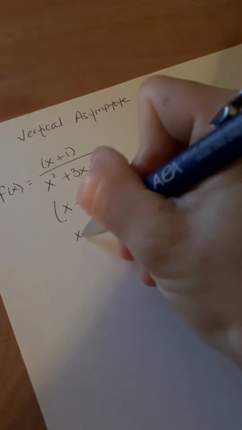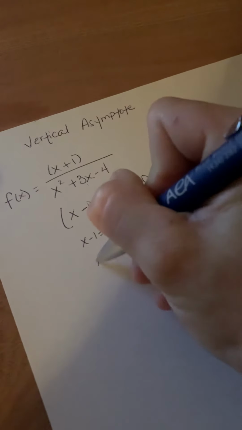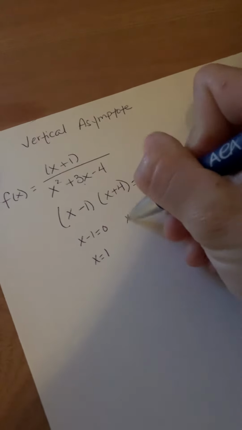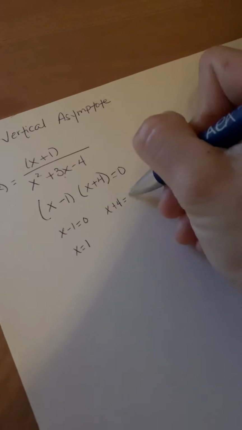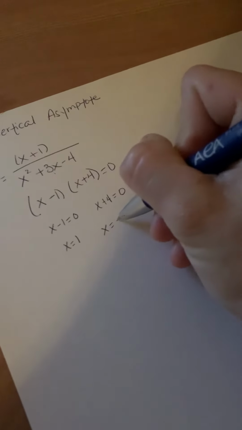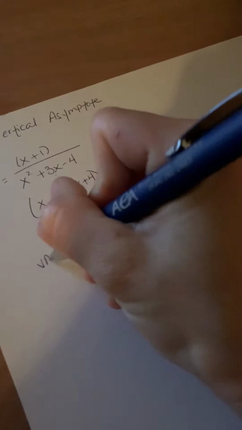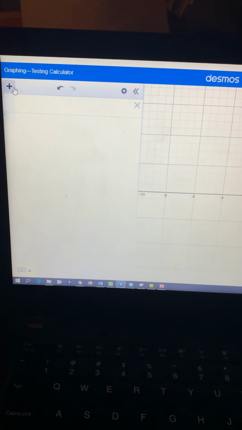to 0. It gives me x minus 1 equals 0, which is x equals 1. X plus 4 equals 0, which gives me x equals negative 4. These are our vertical asymptotes. We can check by graphing the function in Desmos.